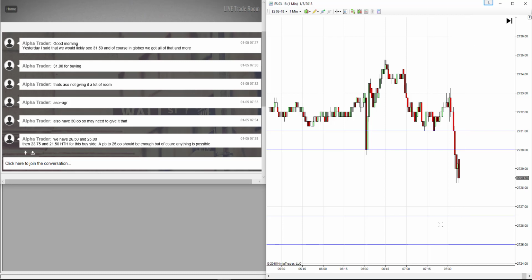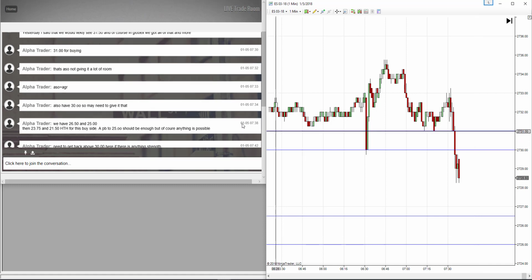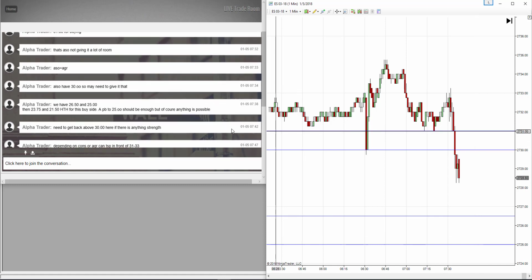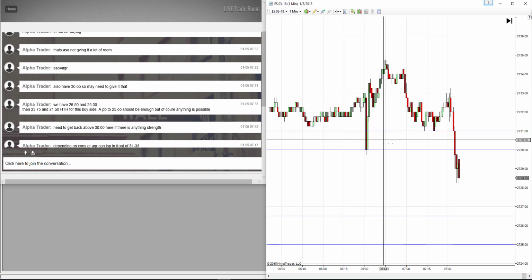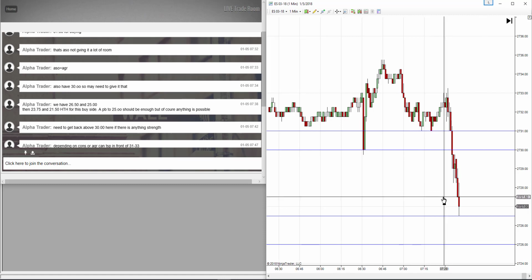We know in advance, if price gets down here, we're buying. We're going to be entering in at 26.75 or 27. If we get down here, we're buying at 25 and a quarter or 25.5. Okay, the next post was at 42. Need to get back above 30 if there's any strength. Okay, so let's go to 42 so we can see how this played out.